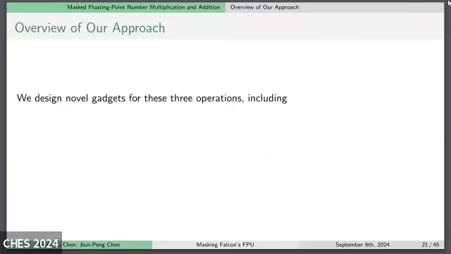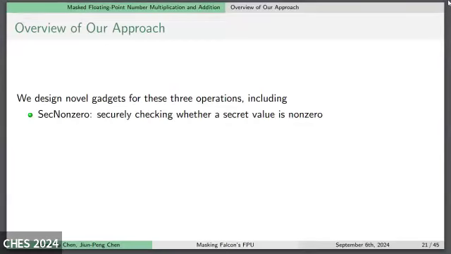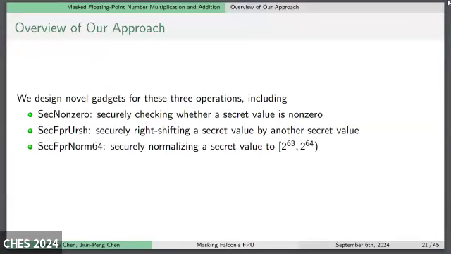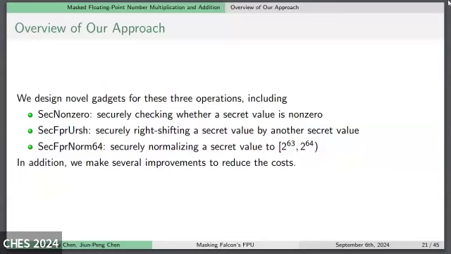So we design new gadgets for them, including secure non-zero, which securely checks whether a value is 0 or not, and secure floating-point right shift, which securely right-shifts a secret value by another secret value. And finally, secure floating-point normalization, which normalizes a secret value to the range between 2 to the 63rd and 2 to the 64th in a masked way. And we also make several improvements.